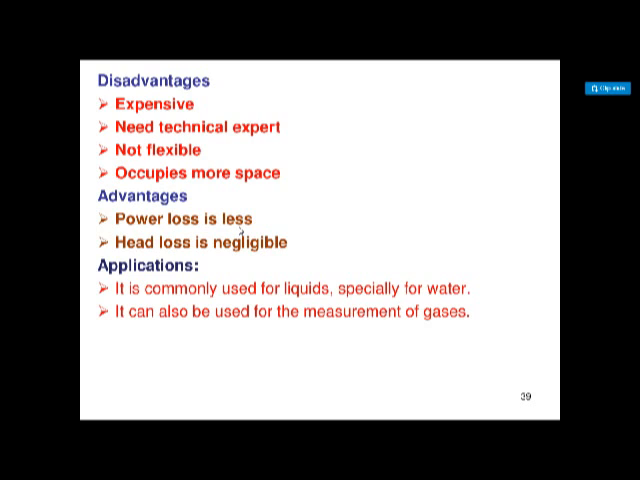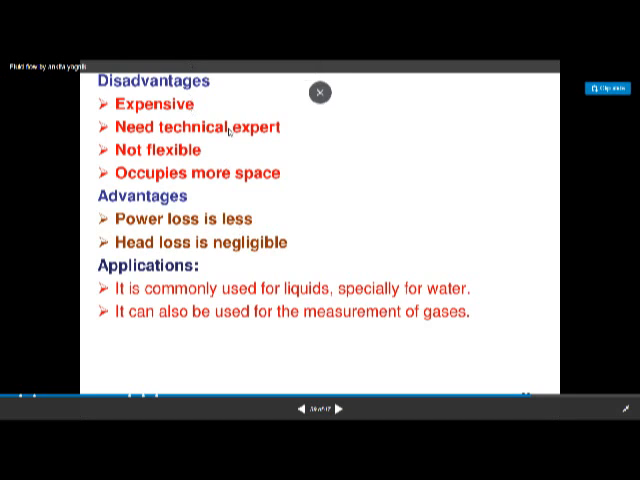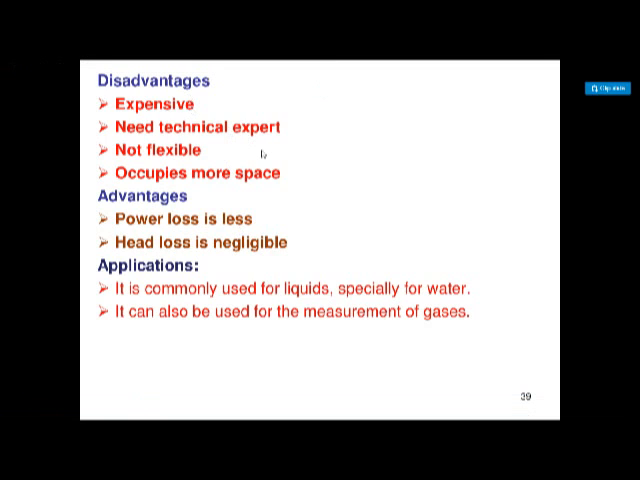But इसके disadvantages जो हैं compared to the orifice meter, it is expensive, it needs technical expert, it is not flexible, and it occupies more space. These are the disadvantages of the venturimeter.